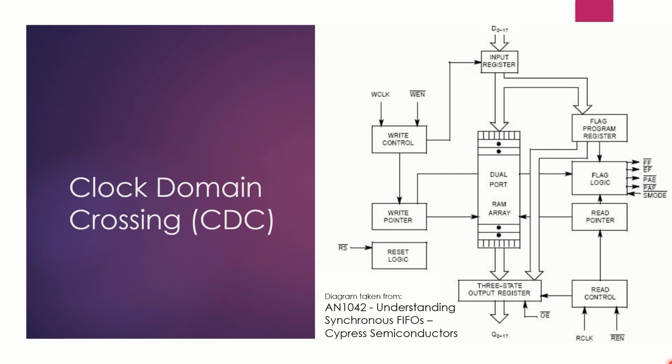The flag logic compares the value in each of the two address pointers. If the difference between the two pointers is 0, the FIFO is empty and the empty flag is asserted. If the difference between the two values is equal to the depth of the part, the FIFO is full and the full flag is asserted. Other flags such as almost empty and almost full are generated by the same means.